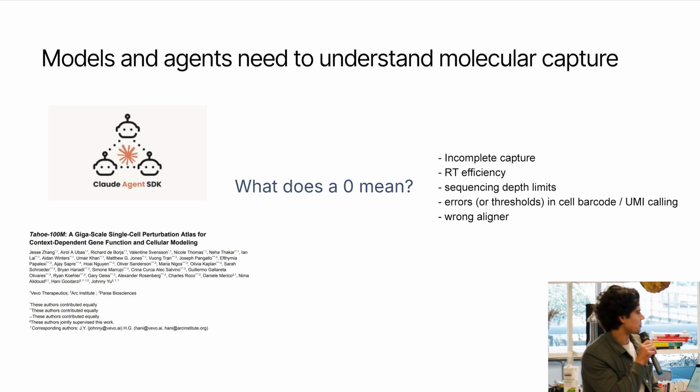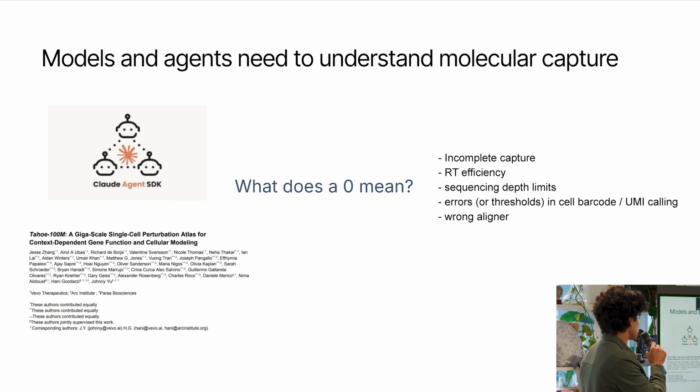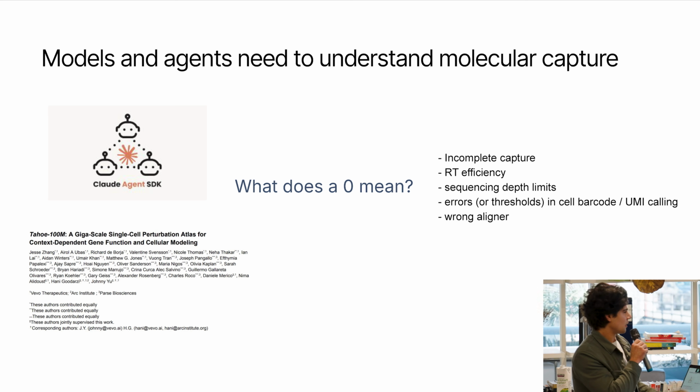So as we enter into this world of models and agents, they need to understand molecular capture. Here I have Claude Agent SDK, which is going to be one of the vehicles by which I think people parse data. And then we also have Tahoe's perturbational model from a few years back, representing molecular foundation models, another avenue by which people might query this data. This question of what a zero means is still salient to them, as it was to us, and perhaps more so. It can mean all these different things: incomplete capture, reverse transcription efficiency, and so forth.